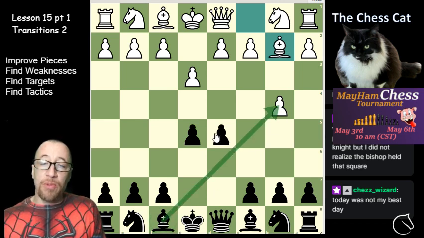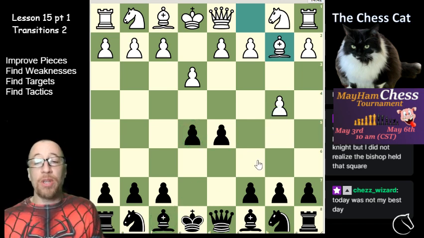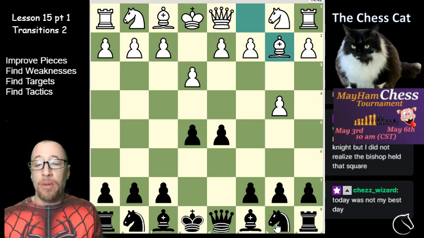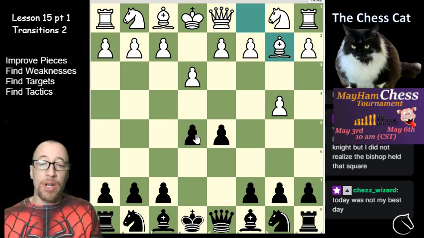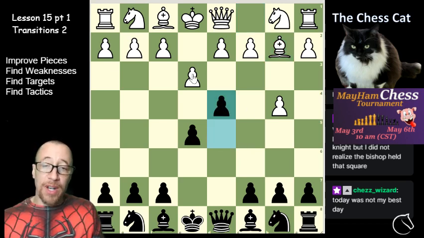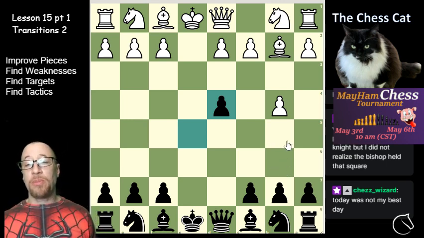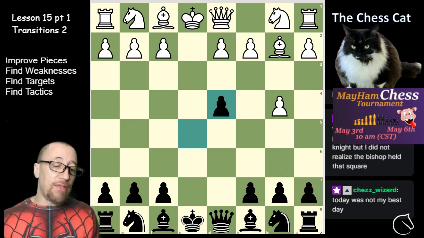You could trade this pawn for this pawn, which I can understand why you might not want to do that. But your knight could go here. Your bishop could go here. You have choices if you don't want to trade the two pawns. You can even push. That's even an option. It's playable. So a lot of these are playable, and yeah, having a bad day.